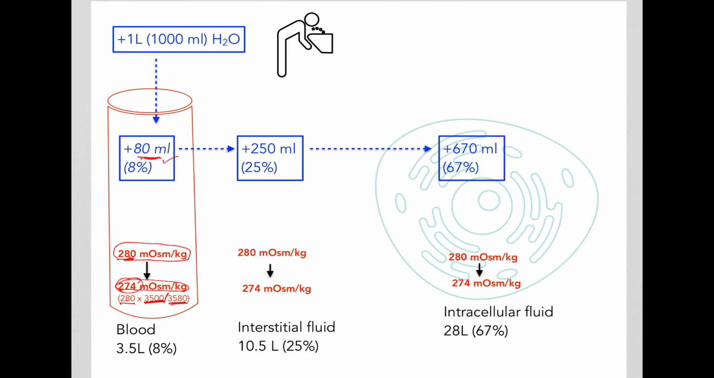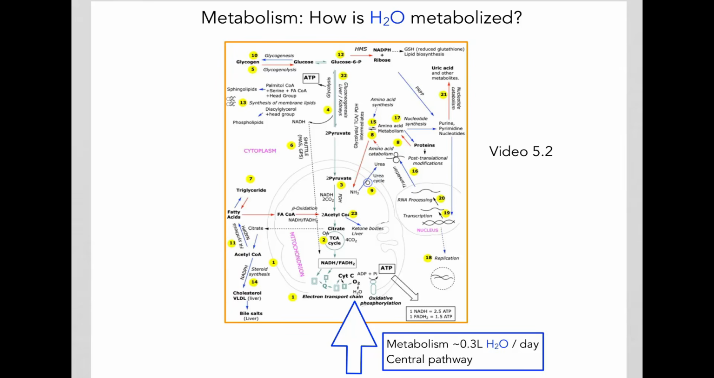You do the same thing here. Now you have 250 mils. It should give you the same amount of osmolality. So in a healthy person, all of this should be the same. Okay, so the osmolality will equilibrate and come out to be the same as water distributes to the different compartments in the body.